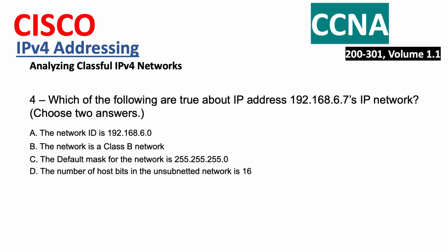Question 4. Which of the following are true about IP address 192.168.6.7's IP network? Choose two answers. A. The network ID is 192.168.6.0. B. The network is a Class B network. C. The default mask for the network is 255.255.255.0. D. The number of host bits in the unsubnetted network is 16.